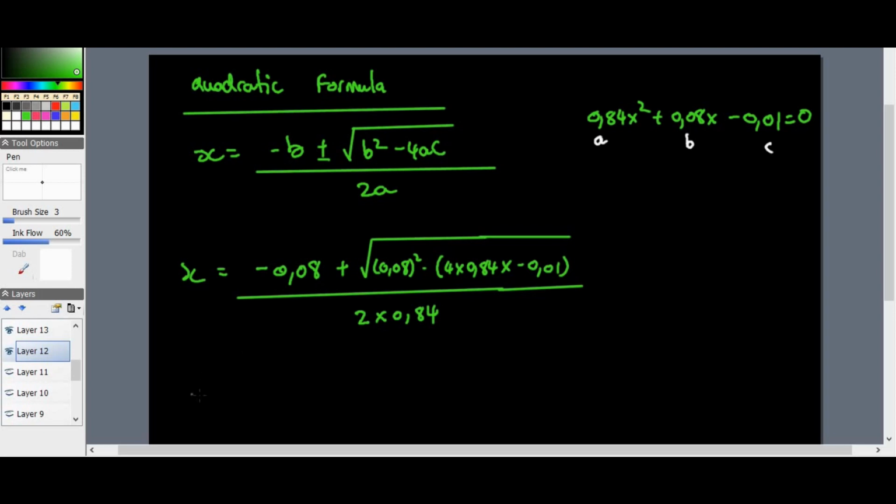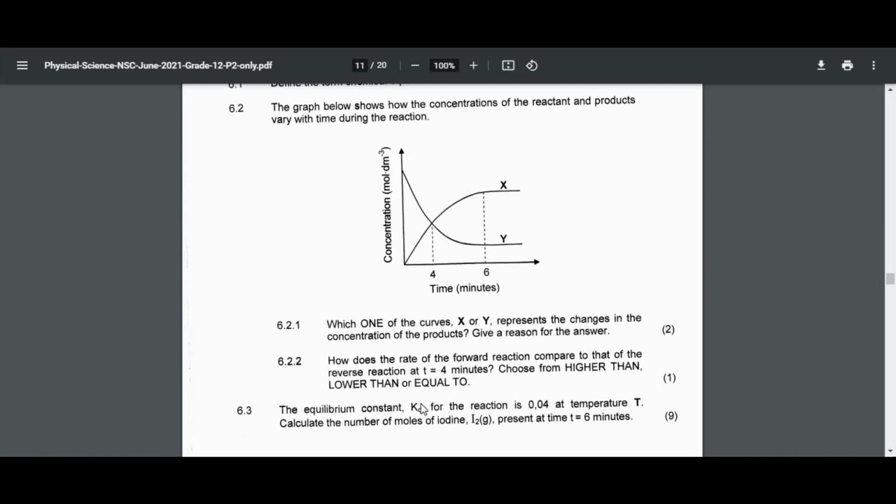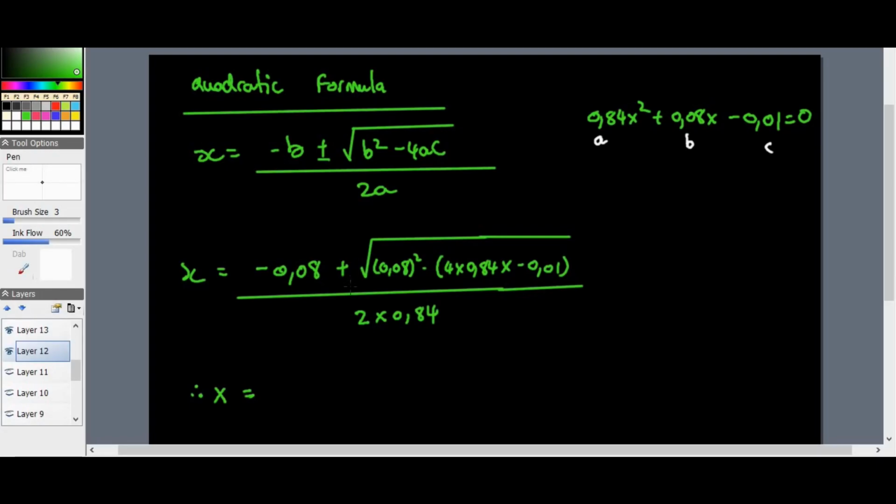If we do this, we'll get the answer that x in this equation, which is actually the number of moles. I think, can't remember the question now. Let me just make sure I remember the question. The number of moles of iodine gas at 6 minutes is equal to about 0,071 mole. And that is our final answer using the mole method.